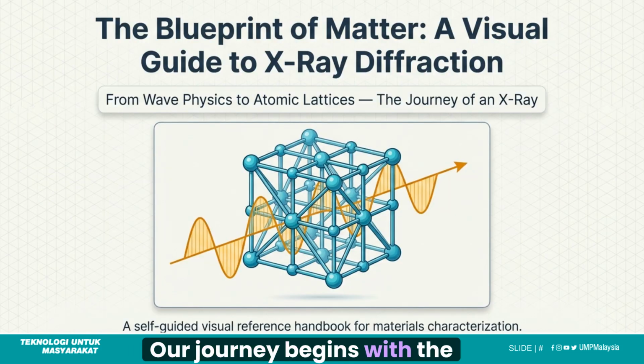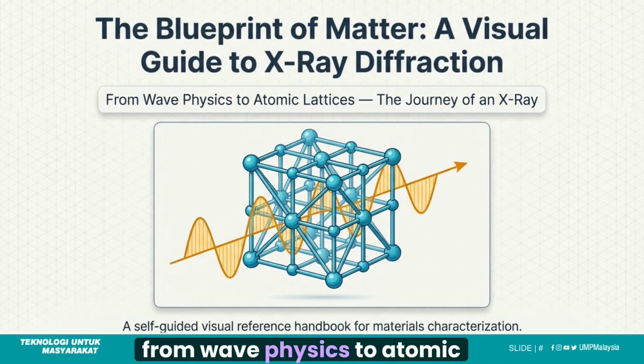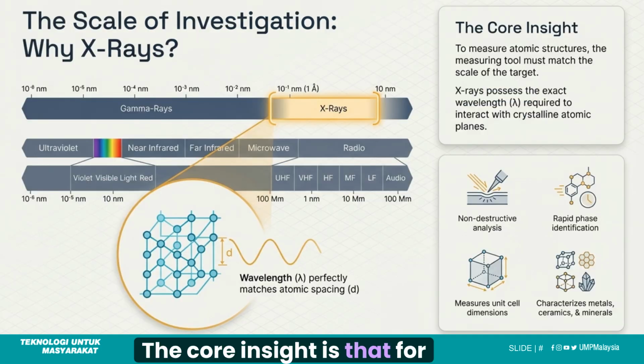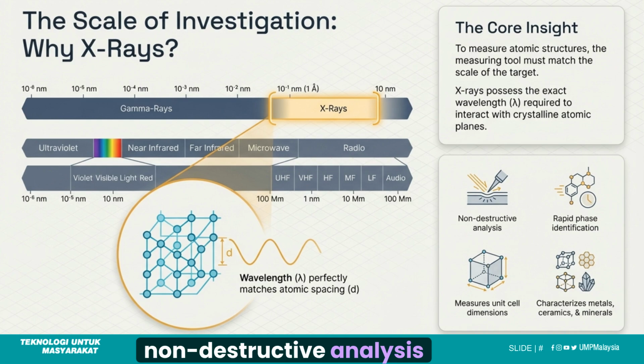Our journey begins with the Blueprint of Matter, a visual guide to X-ray diffraction, exploring the journey of an X-ray from wave physics to atomic lattices. This video serves as a self-guided visual reference handbook for materials characterization. The core insight is that for measuring atomic structures, the tool must match the scale of the target. X-rays possess the exact wavelength required to interact with crystalline atomic planes, enabling non-destructive analysis and rapid phase identification.